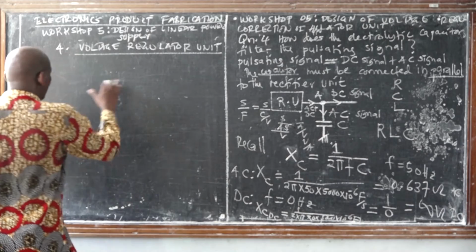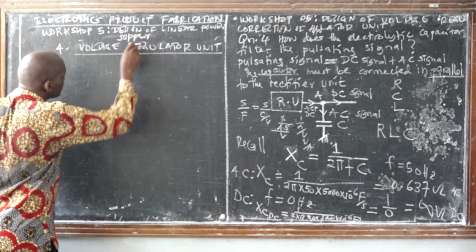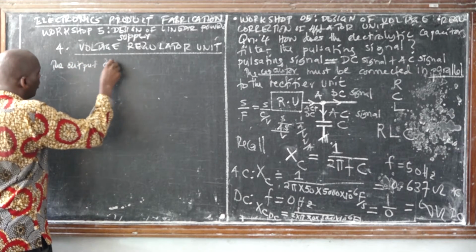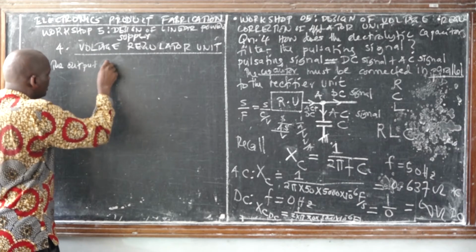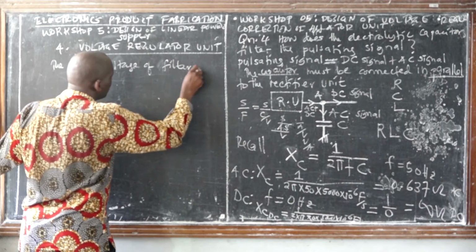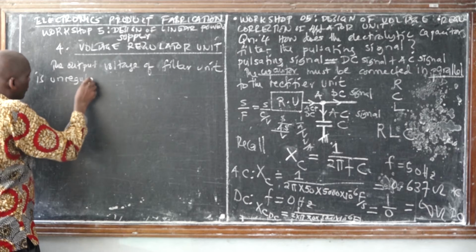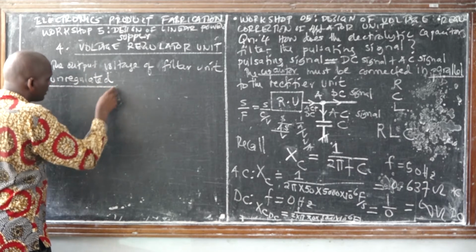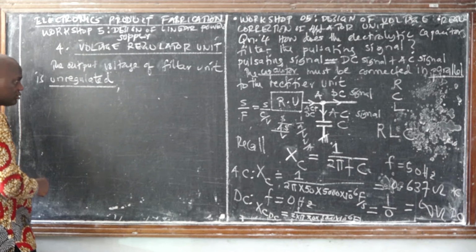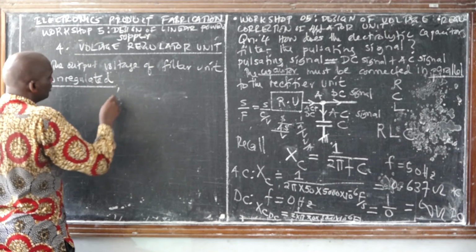Okay. So in the voltage regulator unit, we say that the output voltage of the filter unit is unregulated. Say it: the output voltage of the filter unit is unregulated.